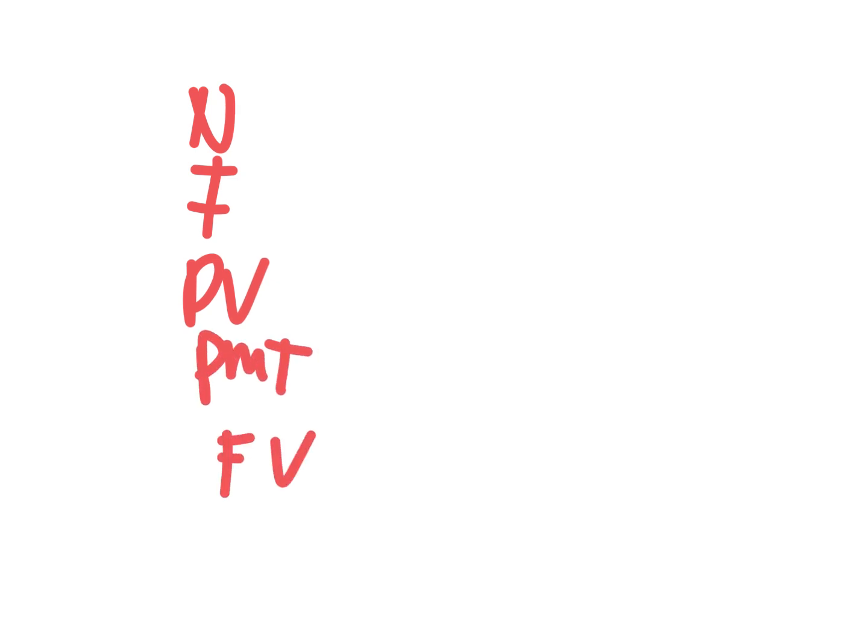Here's your N, I, PV, PMT, FV for a loan. And of course, we're going to keep these last two things at 12 and 12, so the payments per year and the compoundings per year.